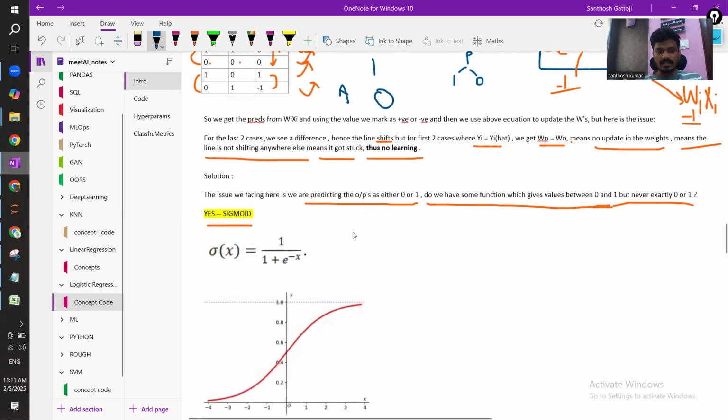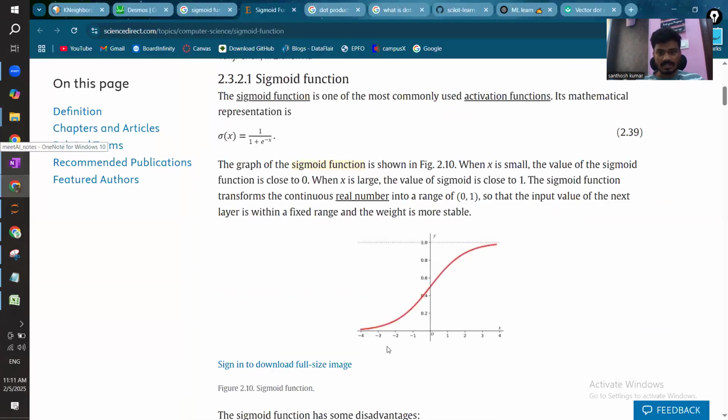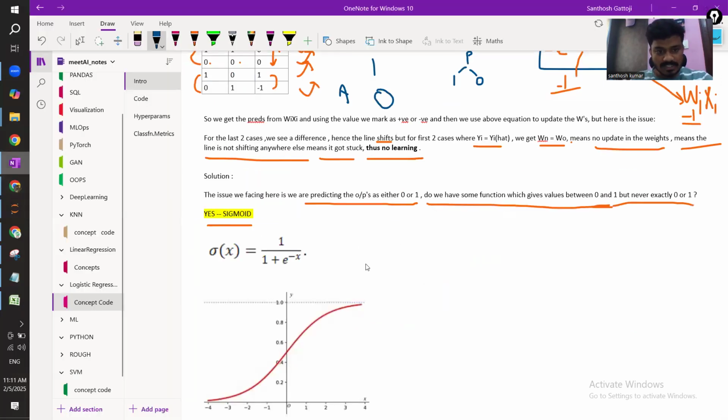So yesterday, at the end of the class, I was telling you that we have one function called a sigmoid function, as you can see. It will be almost equal to 1, almost equal to 0, but never 1, never 0. It will always range between 1 and 0.